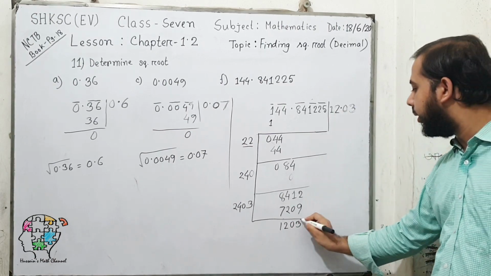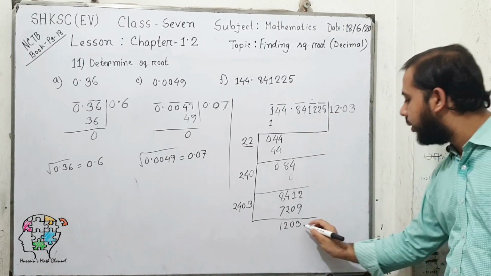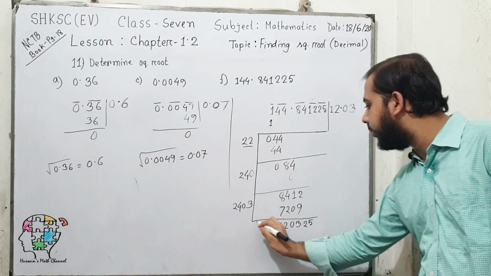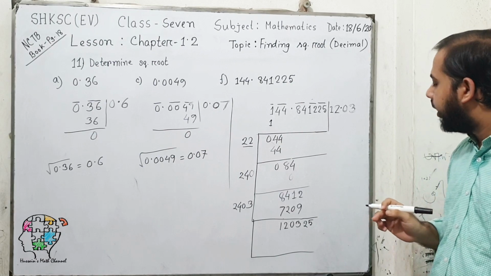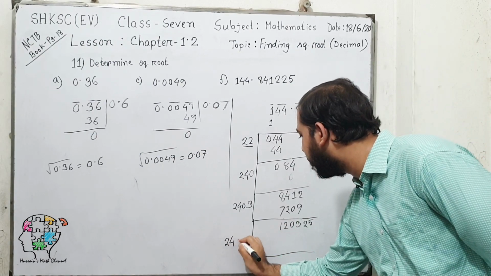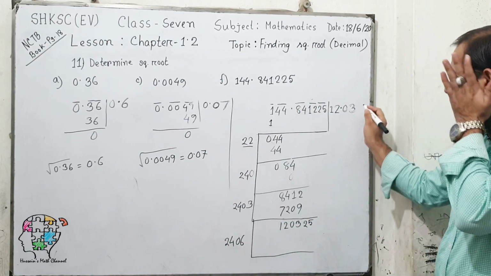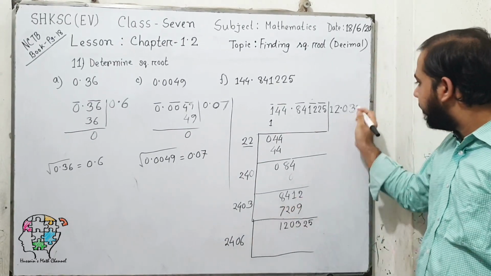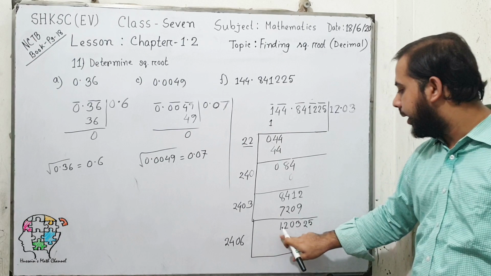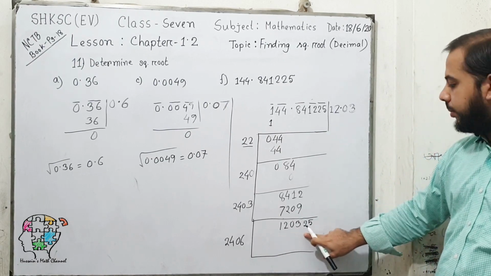Now we put down another pair, the last pair, which will be 2 and 25. So now we make it double. If we make it double, it will be 2406. Now we have to put a digit here, which will be multiplied with this number, and close to or similar to this number.